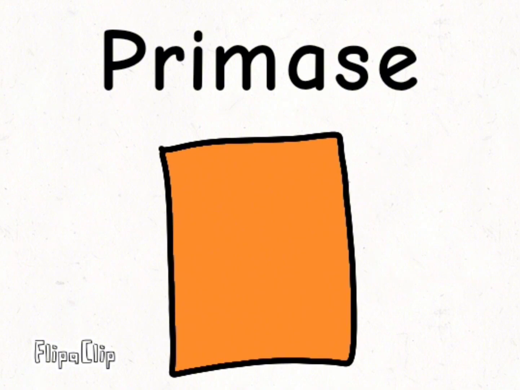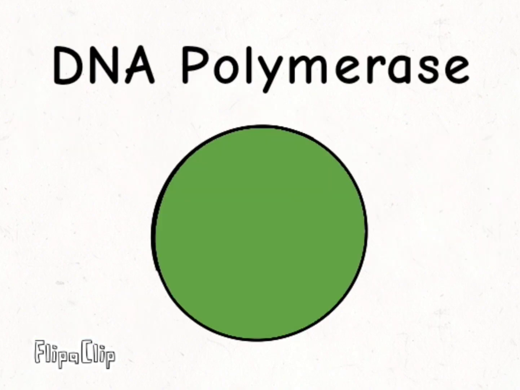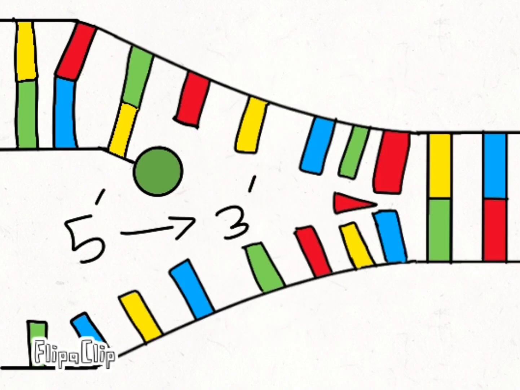Then, another enzyme comes into play and is called the primase. The primase makes these RNA primers on both strands, which serve as starting points for the DNA polymerase. The DNA polymerase is the most crucial enzyme, and it starts to build a new DNA strand starting at the RNA primer through the 5' to 3' direction.